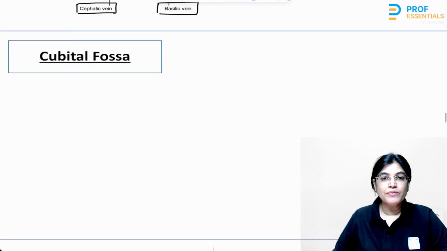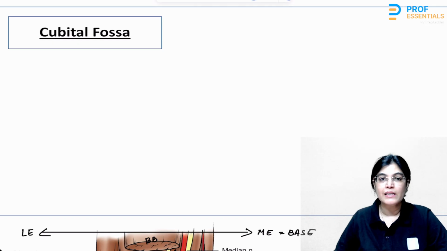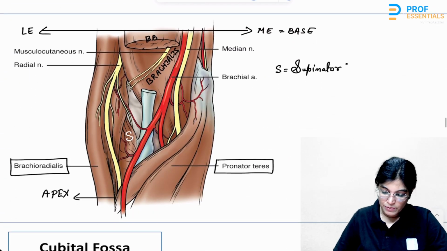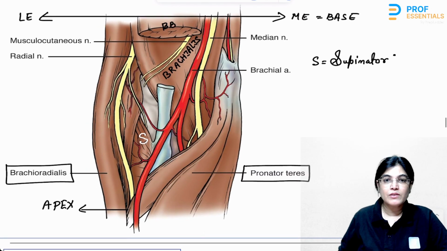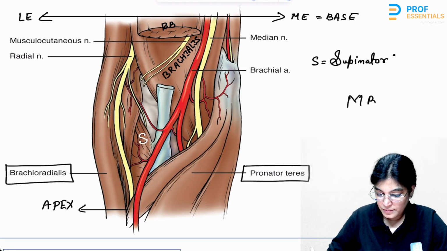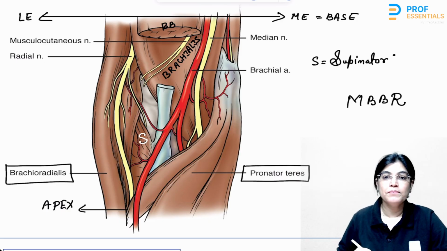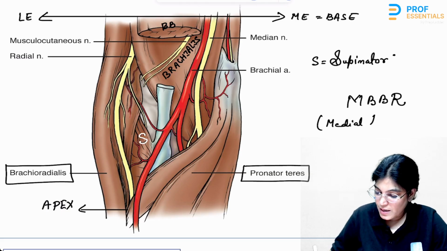Now thereafter, we will talk about the content. An important mnemonic to understand the content of the cubital fossa is MBBR. Firstly, let me describe the content. Let me slightly enlarge this image. As you can see, the mnemonic is MBBR, and it runs from medial to lateral.